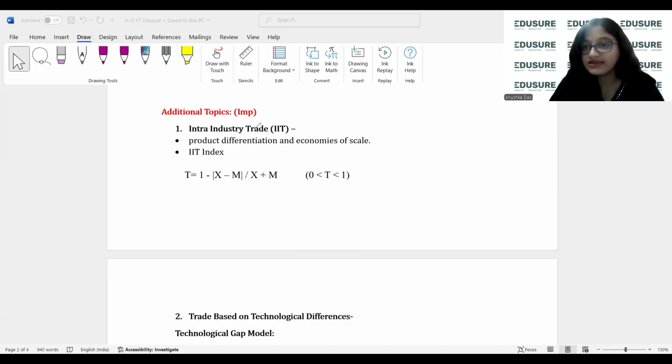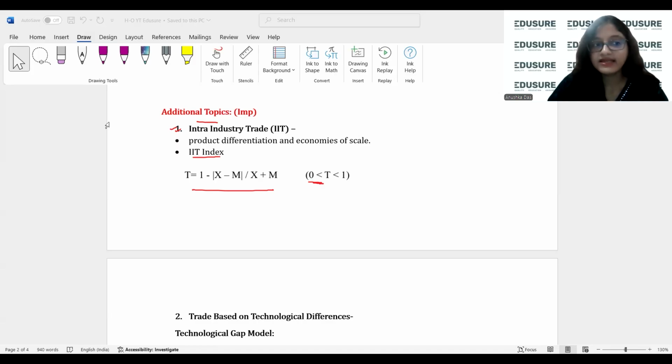Now how do you measure this intra-industry trade? There is an index for that which I have written here. So please learn about this index. It lies between 0 and 1. It can take the value 0 and 1. If it takes the value 0, there is no degree of intra-industry trade. If it is 1, the maximum degree of intra-industry trade is there. So this is one of the additional topics which you should know for your exam.